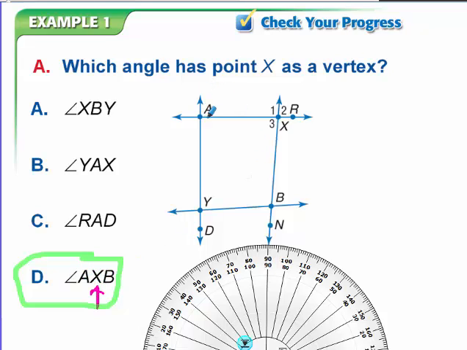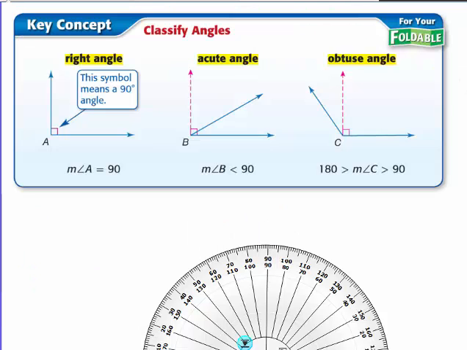So AXB is this right here, or angle 3 would be another name for it. Okay, it has X as the vertex of the angle. There's other ones in the picture, but that was the only correct one out of the multiple choice.